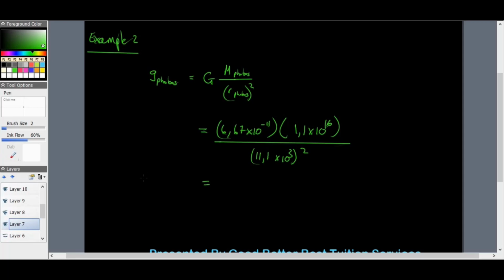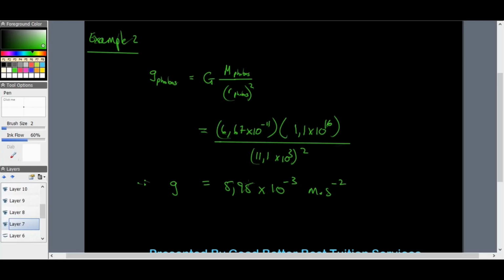And we get an answer of 5.95 times, well, 5.95487, so rounded off to 2 decimal places is 5.95. 5.95 times 10 to the negative 3, and it's gravitational acceleration, so it's meters per second all squared, or meters per second squared. Okay, so what have we just done here using the new formula?